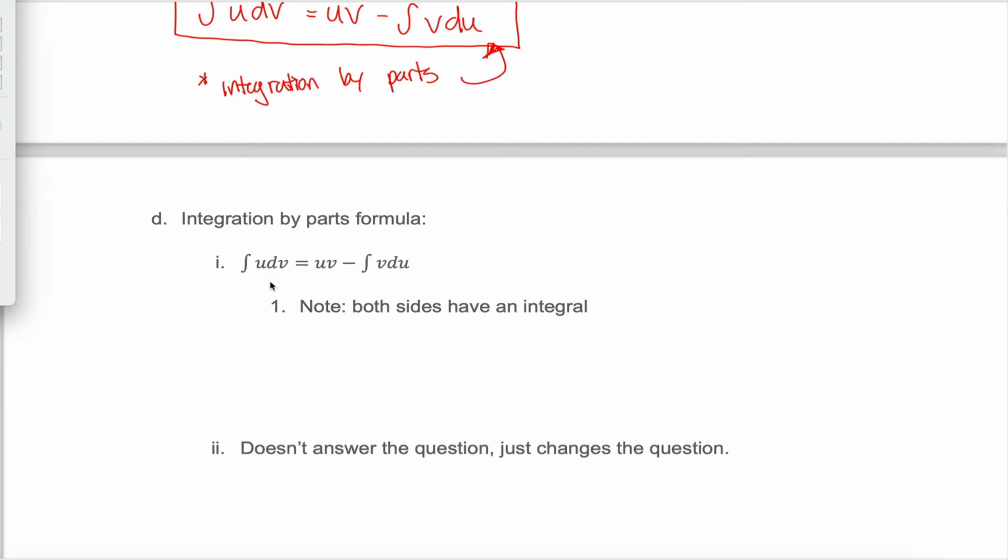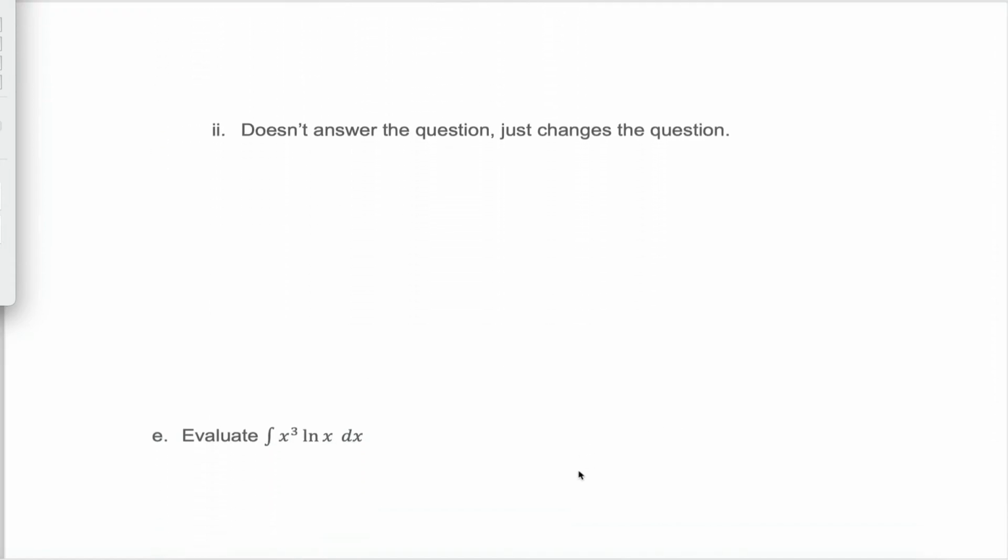So really the key to integration by parts is you take a problem that's really hard, you run it through this formula, that leaves you with another problem, but that problem is a little bit easier or more manageable, and then we figure out the antiderivative of that. So this formula doesn't take care of the antiderivative, it just changes the antiderivative into something that's more doable. Let me show you an example.